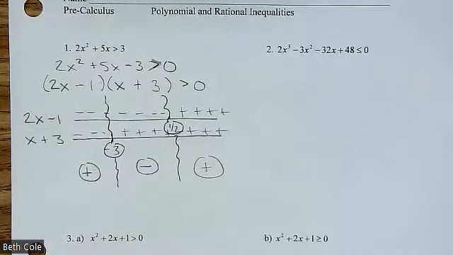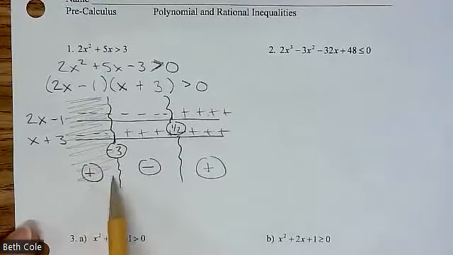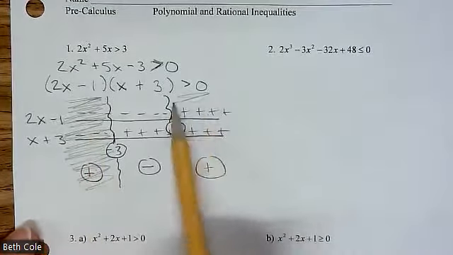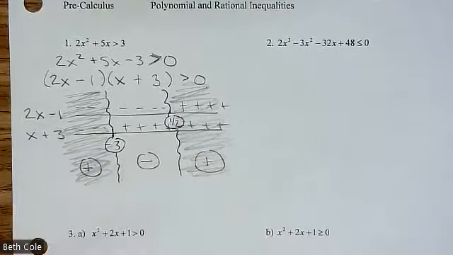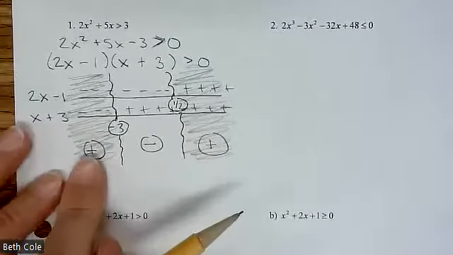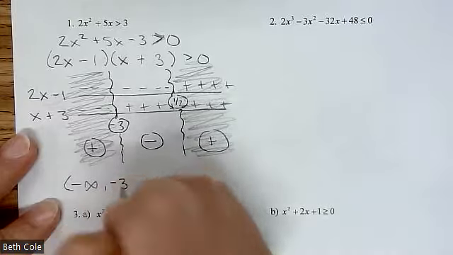And I've also found over the years that if people shade them in, that helps. I don't really know why, but if you want to shade them in, these are just tricks I've learned over the years that help people. These are the two sections that we want. And then you write your answer. So this section, it would be negative infinity up to -3.